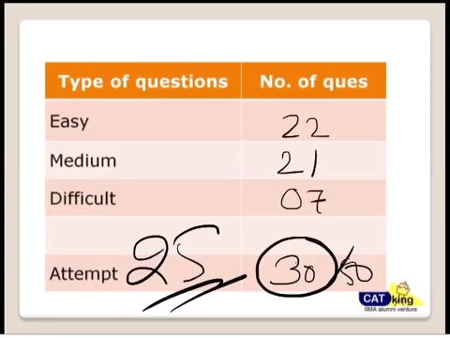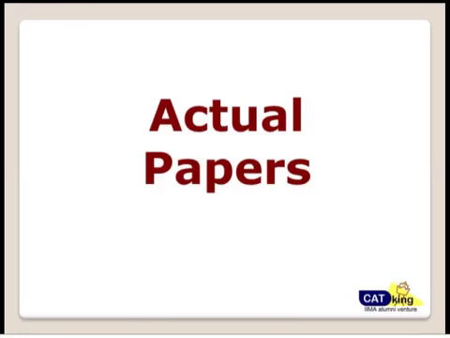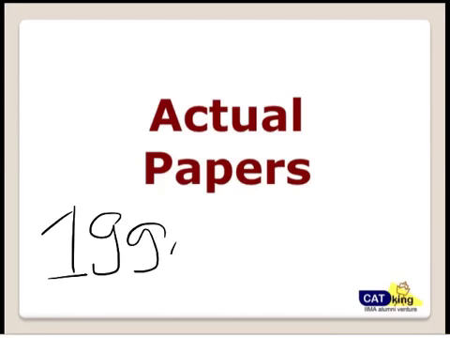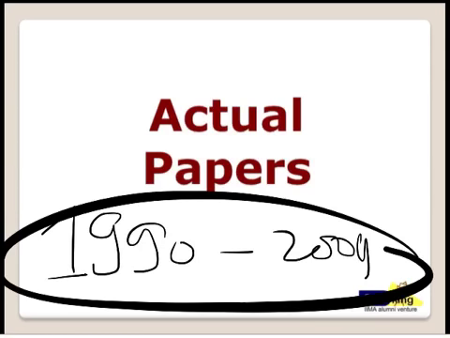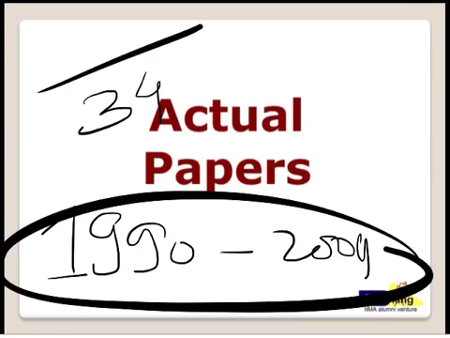So the target should be 30 plus. Last year's papers for your maths and verbal, from 1990 to 2004, are more than sufficient for you. Out of 30 questions in the maths section, 22 questions were based on the workshops I've conducted in class, which were based on the last year papers.